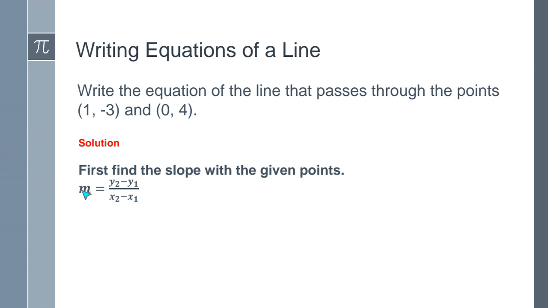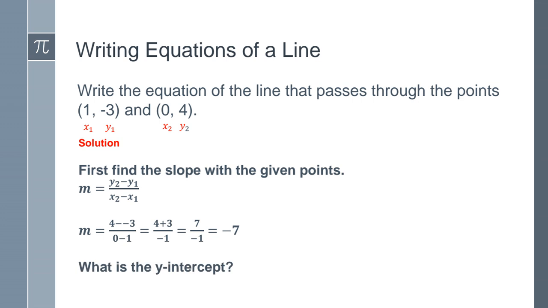M is equal to y2 minus y1 divided by x2 minus x1. So again, you can label your points x1, y1, x2, y2, and we're going to plug those in. In our example, y2 is 4 minus y1, which is negative 3, over x2, which is 0, minus x1, which is 1. So 4 minus negative 3 is the same as 4 plus 3, which is 7. And then 0 minus 1 is negative 1, so 7 divided by negative 1 is negative 7.